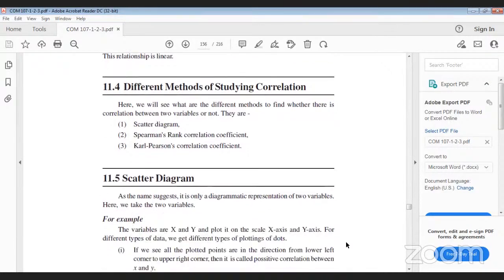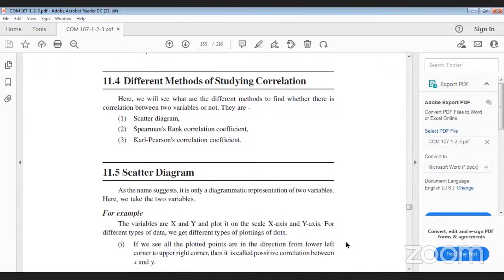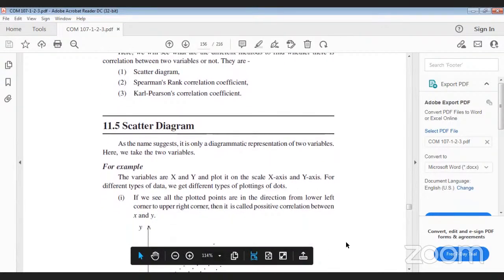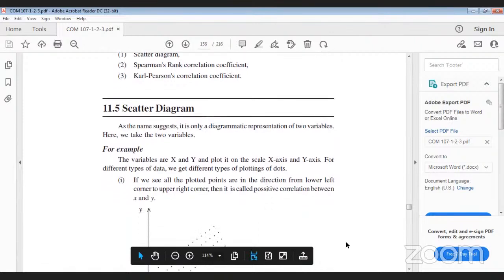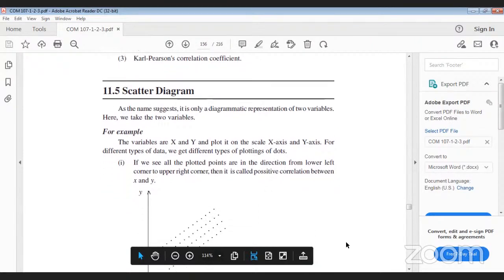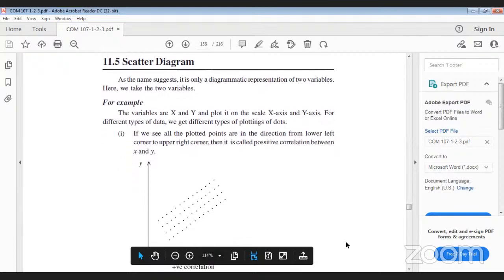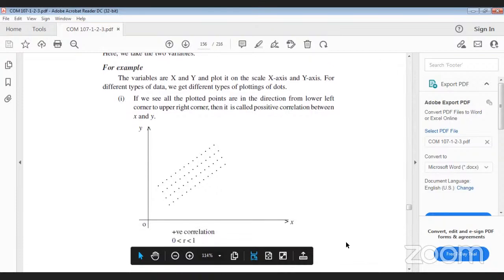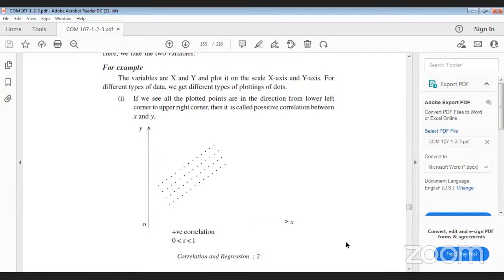Scatter diagram, as the name suggests, is only a diagrammatic representation of two variables. Here we take two variables, for example variables x and y, plotted on the x axis and y axis. For different types of data, we get different types of plotted dots. If all the plotted points are in the direction from the lower left corner to the upper right corner, then it is called positive correlation between x and y.